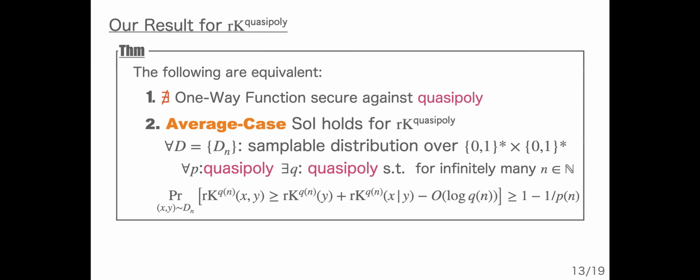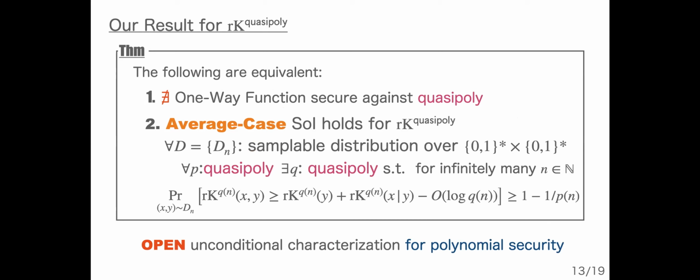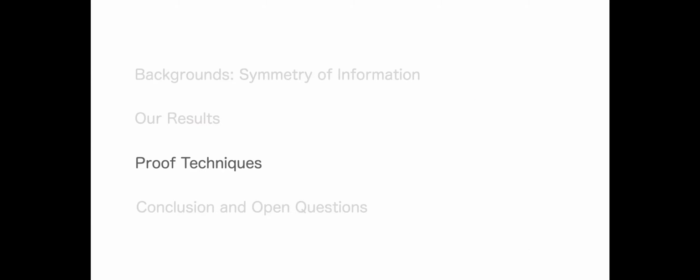Particularly, we can unconditionally characterize one-way functions secure against quasi-polytime adversaries by using quasi-polytime bound RK. The proof of this result is different from the case of pK, so unfortunately, it is still open to characterize polynomial security by RK poly in our work.